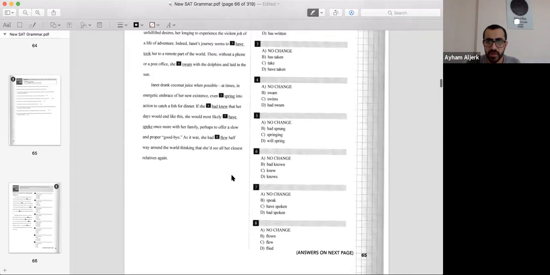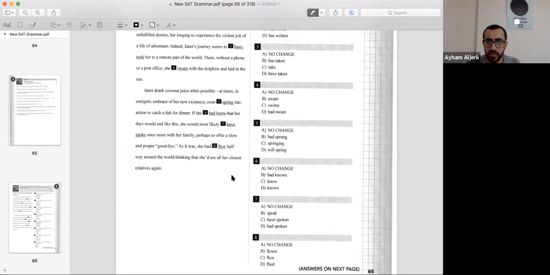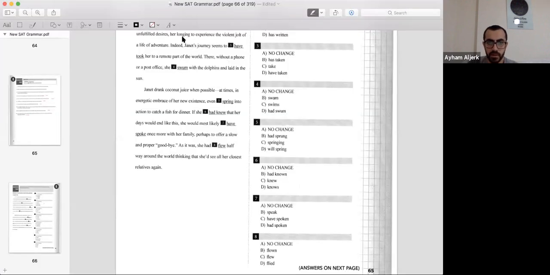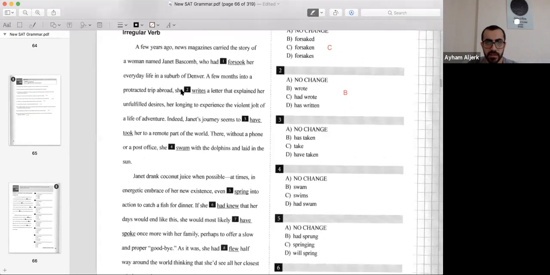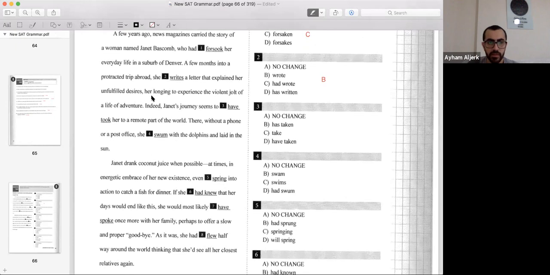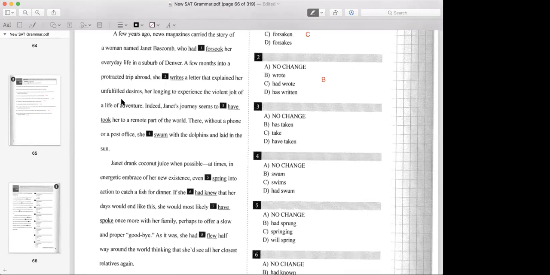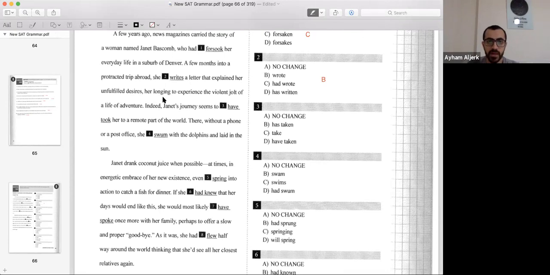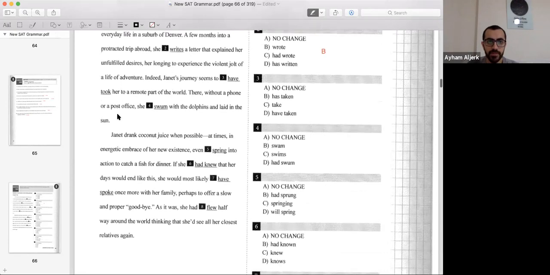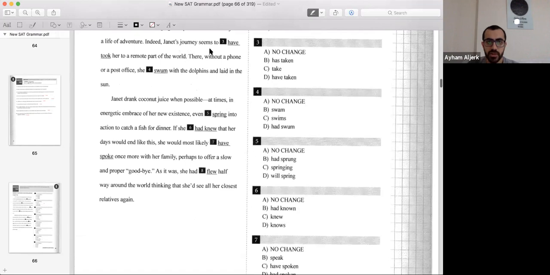Okay, now we just have 3 to 8. Again, I'm going to give you 3 minutes. Write in the chat box without pressing enter. Okay, so they are mostly the same, but we have some differences in a couple of them. Okay, let's start. So we finished number 2. Let's go on. She wrote a letter that explained her unfulfilled desires, her longing to experience the violent jolt of a life of adventure. Indeed, Janet's journey seems to have took.